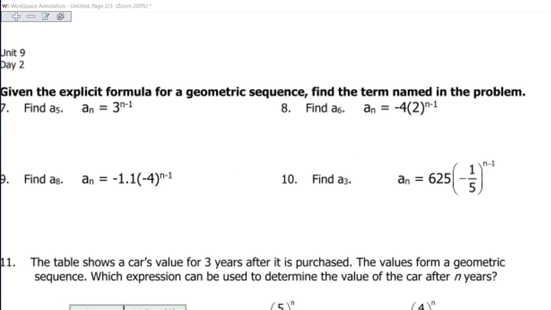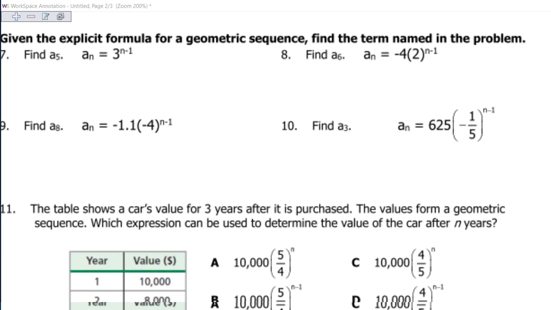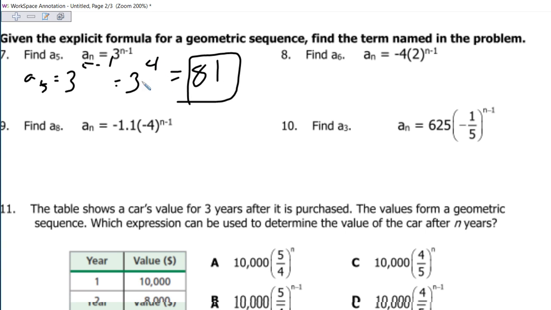Now, up next. Says, given the explicit formula for a geometric sequence, find the term named in the problem. So all we have to do is just take whatever term they're telling us to find, and find it. Very simple. So, a sub 5 equals 3 raised to the 5 minus 1. Okay? And that's equivalent to 3 raised to the 4, which is 81. Okay? That's not too horrible.